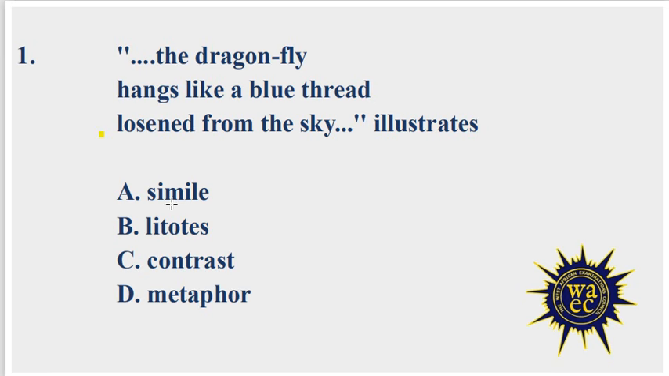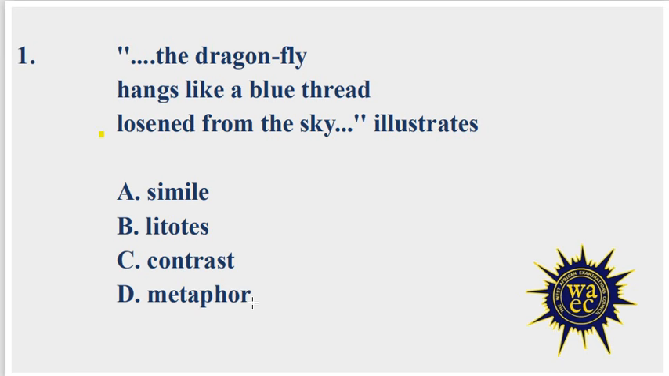Let's begin to analyze each of the options one by one, beginning with option A, simile. Simile is a figure of speech that compares two different things using like or as. This is a very common figure of speech. Option B, litotes, is a form of understatement that uses double negative or negation to express a positive statement. So litotes is like an understatement. It is the opposite of hyperbole. Option C, contrast, is the comparison of two or more different elements to highlight their differences, while metaphor is a figure of speech that directly compares two different things by stating that one is the other. So in metaphor, we don't use like and as.